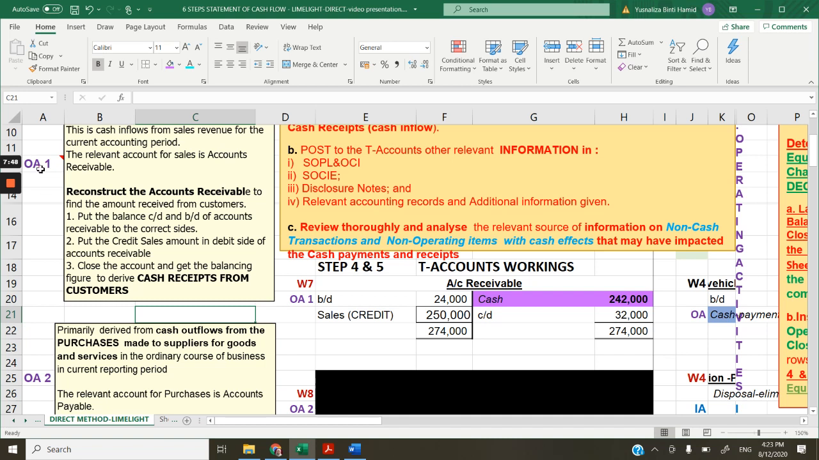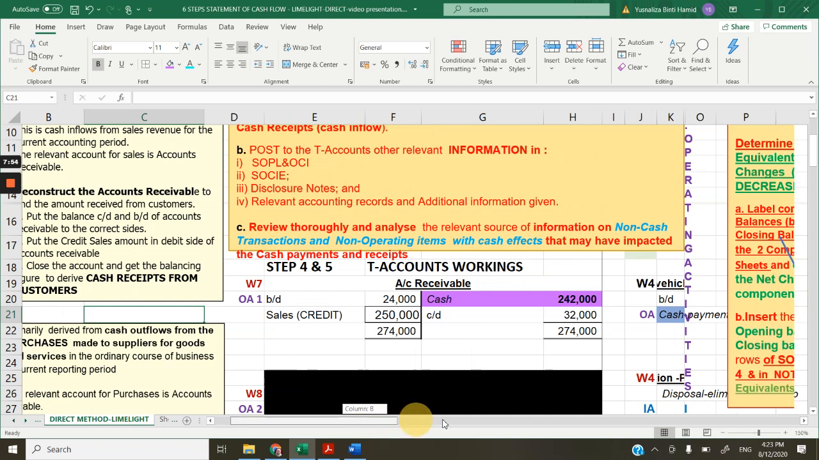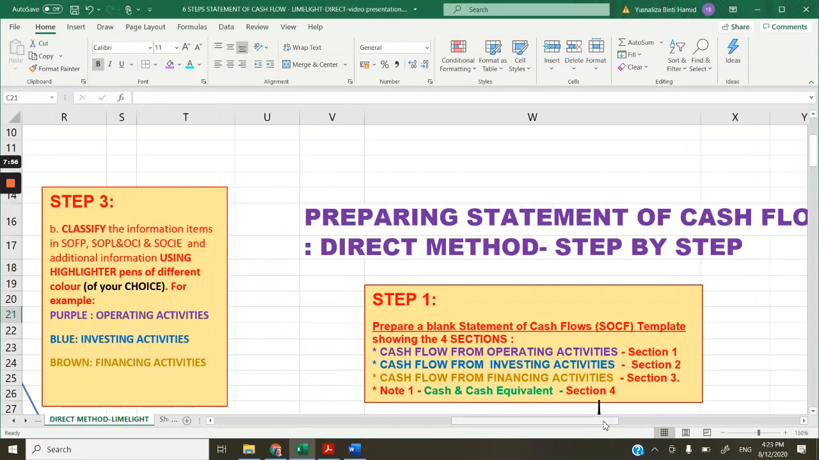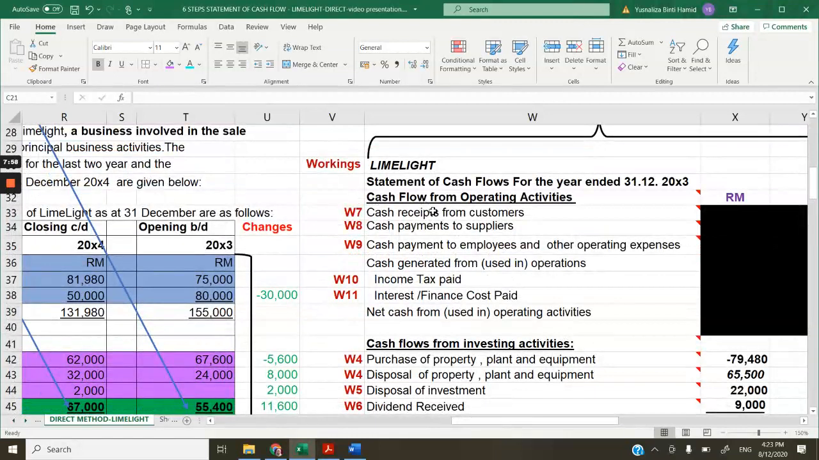So I put here OA1 and this is working 7. And this will be transferred to the cash receipt from customer section in your cash flow. So it is transferred here. So my first item is this. That should be an inflow, so you collect from your customer.